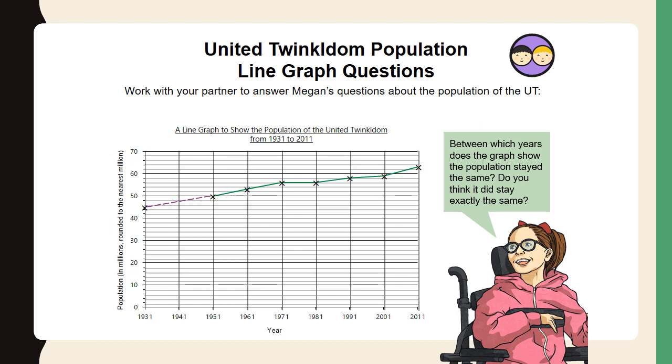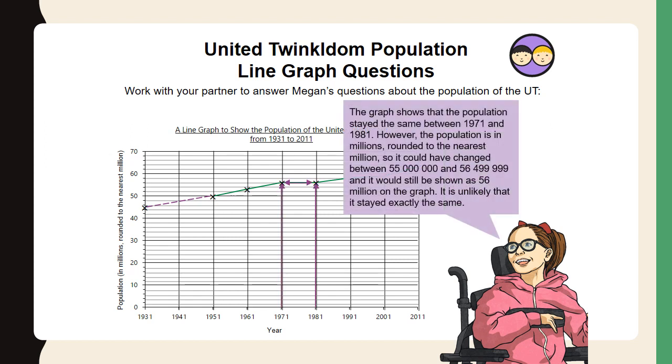Are we looking for a line that's going up? Are we looking for a line that's going down? Or are we looking for a line that stays the same? That doesn't go higher or lower, but it stays the same. Yep, that's exactly what we're looking for. So between the 2 points, there will be a line which stays exactly the same, meaning that the number stays the same. Have you found it? Excellent. The graph shows that the population stayed the same between 1971 and 1981.